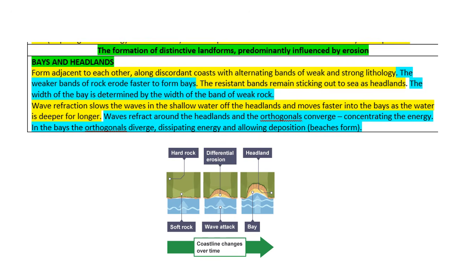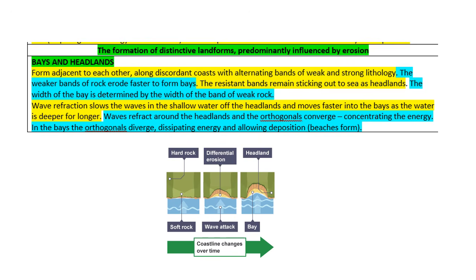Right, so now we've got our distinctive landforms that we need to talk about. Firstly, our landforms that are formed by erosion. Headlands and bays form along discordant coasts where you've got alternating bands of weak and strong lithology. The weaker bands of rock erode much faster to form bays, whereas the resistant bands remain sticking out into the sea as headlands. The width of the bay is determined by the width of the band of weak rock.